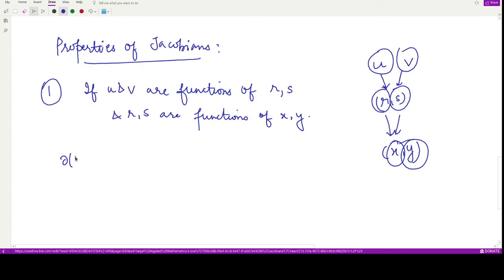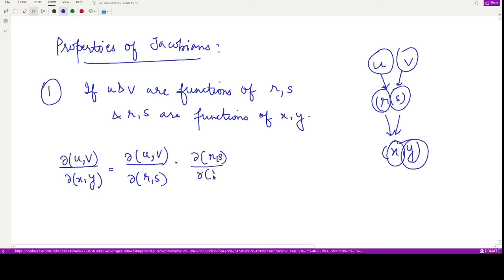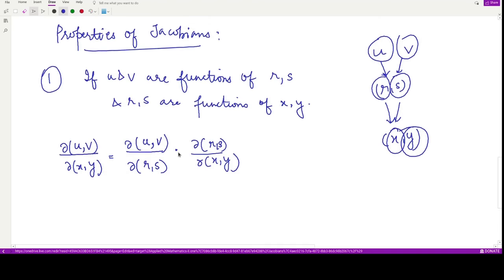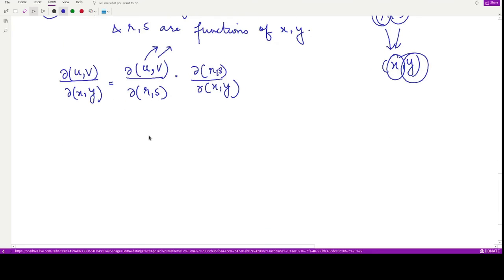The Jacobian of u comma v with respect to x comma y is calculated by taking the Jacobian of u, v with respect to r, s, and then the Jacobian of r, s with respect to x, y. This is according to the chain rule that we have studied. This also works for Jacobians, right?